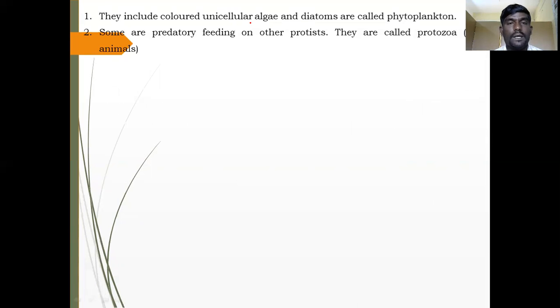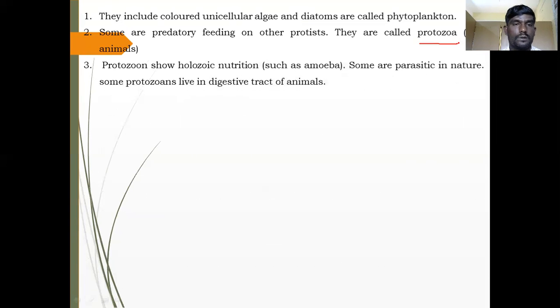Some are predators feeding on other protists. I already described this information. Protozoans are also acting as predators. They are called protozoa, the first animals. Generally we call protozoans the first animals. They are acting as predators. They also feed on other protists. Protozoans show holozoic nutrition, such as amoeba. You know it, it is a very common example. They show the holozoic type of nutrition.